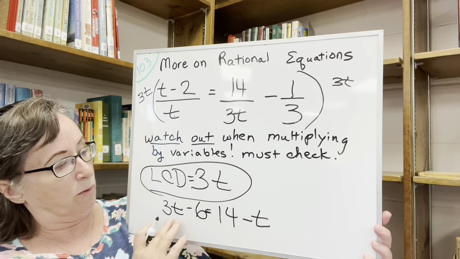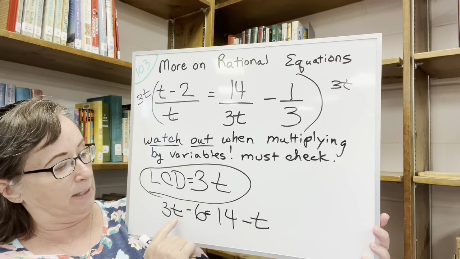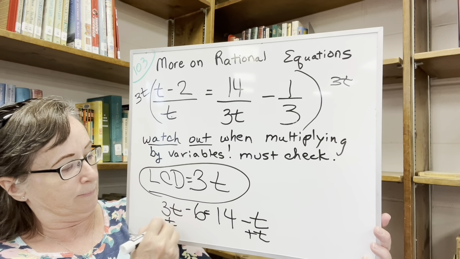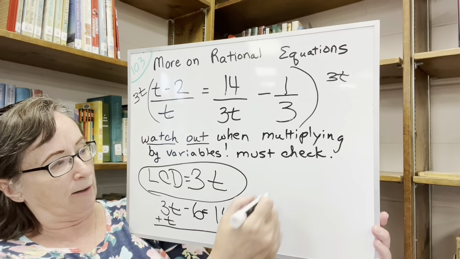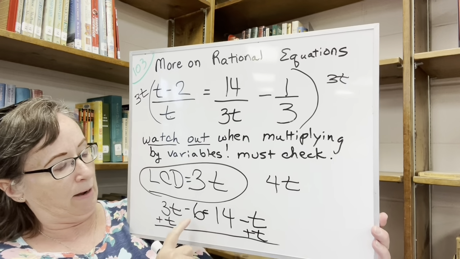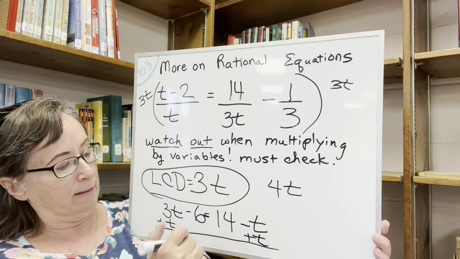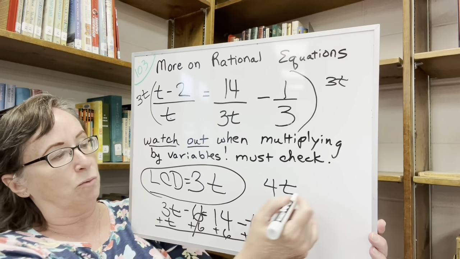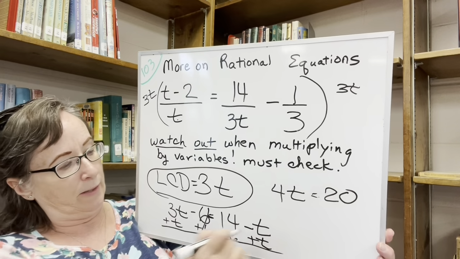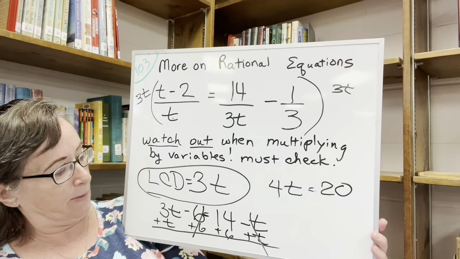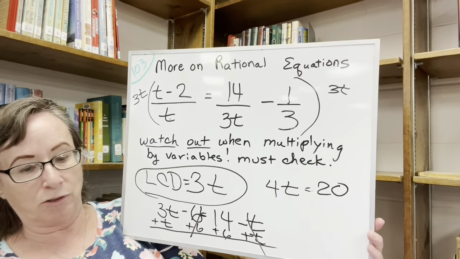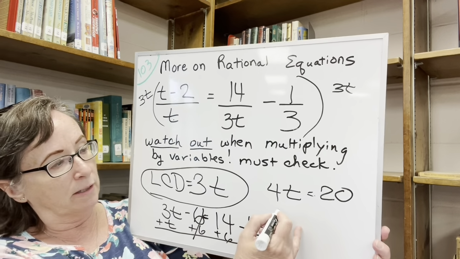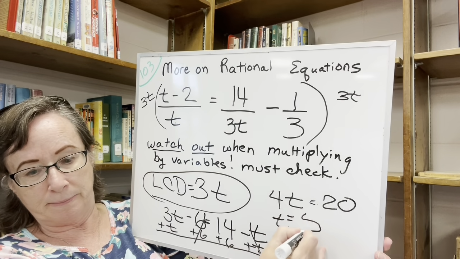Okay, so now we're going to look again. So we're going to add a t to both sides to get all of our t's in one spot. And that will give us a 4t on the left. Now I'm going to add a 6 to both sides. And that's going to cancel that one and give me a 20 over there. And then that t is going to cancel. Okay, so I have a 4t equals 20, which gives me a solution of 5. So t is equal to 5.